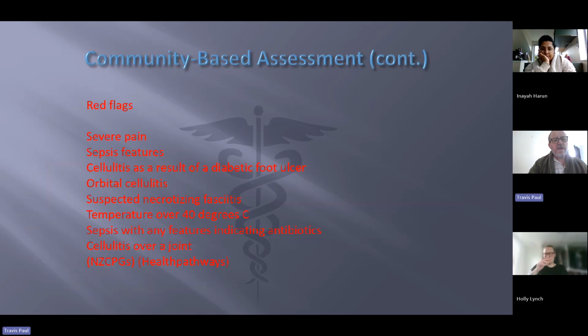Red flags, these are red flags from our CPGs and from the Health Pathways 3D. Severe pain, sepsis features, cellulitis as a result of a diabetic foot ulcer, orbital cellulitis, suspected necrotizing fasciitis, temperature over 40 degrees, sepsis with any features indicating antibiotics, cellulitis over a joint.